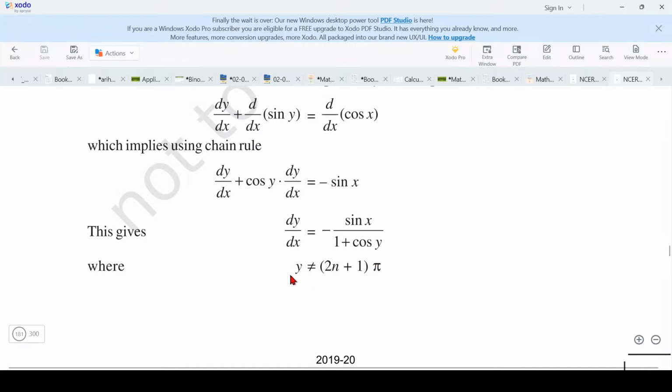So essentially what he's saying is y cannot be equal to any odd multiple of pi, right? Because whenever y is an odd multiple of pi, what will happen to the denominator? It will become 0. Cos y will become minus 1, no? Yes, sir. Okay.